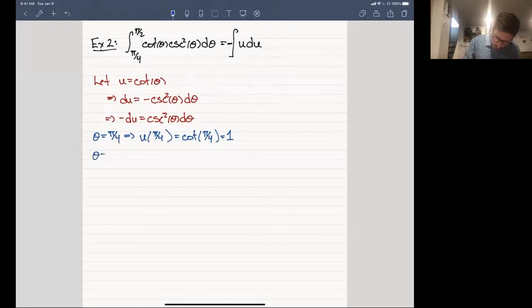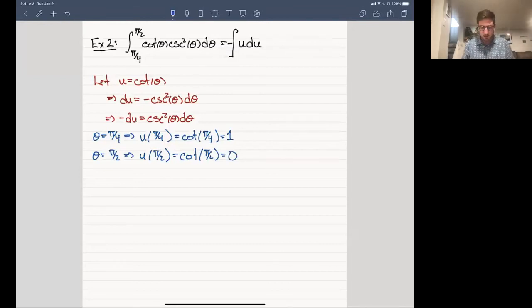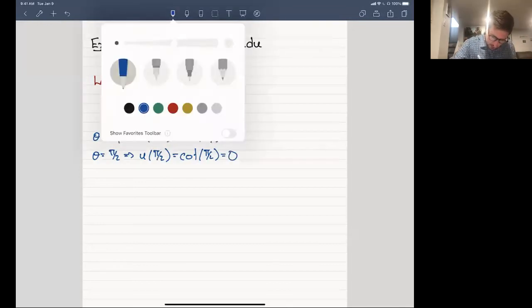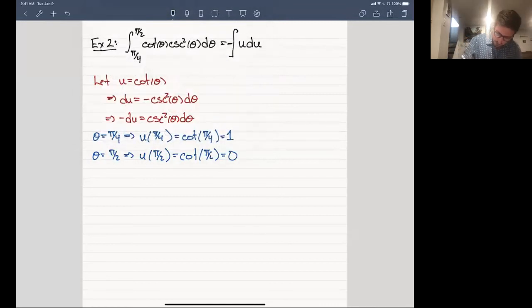And when theta is equal to pi over 2, I get u is equal to pi over 2, being the upper bound now. And this is equal to cotangent of pi over 2, which is just equal to 0. So this tells me that the bounds now become 1 up to 0.